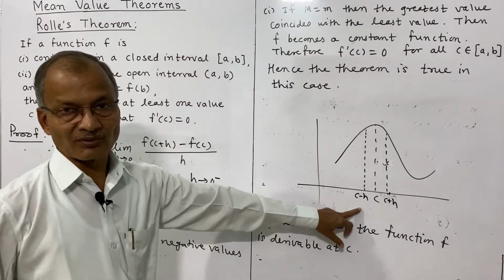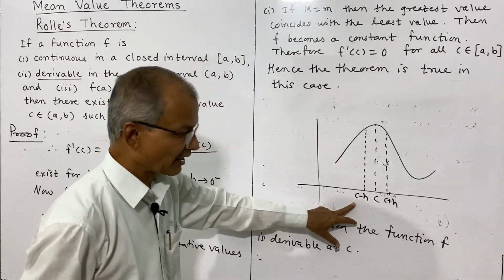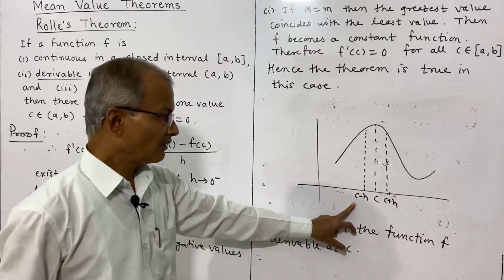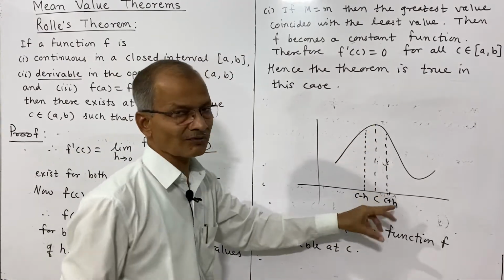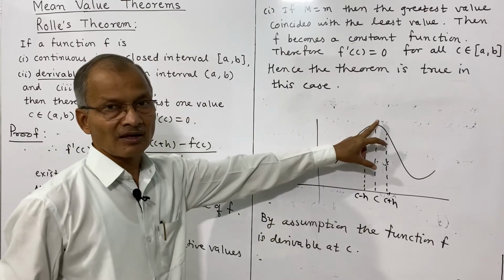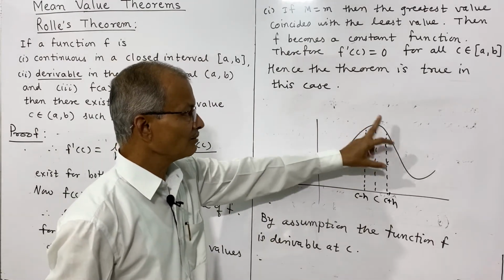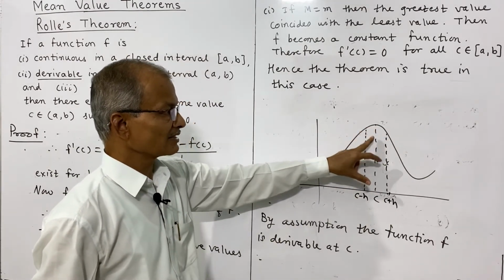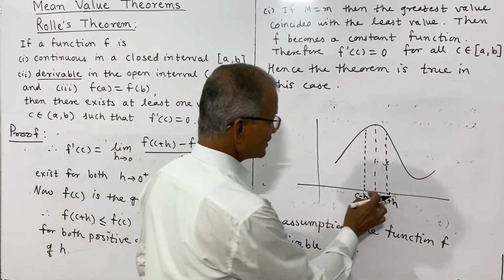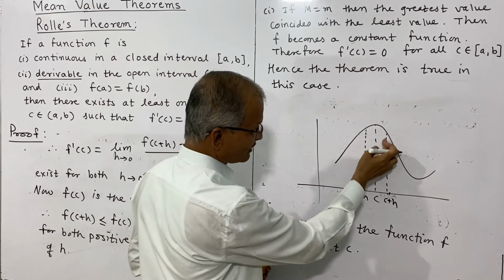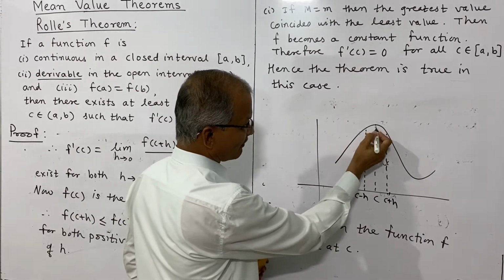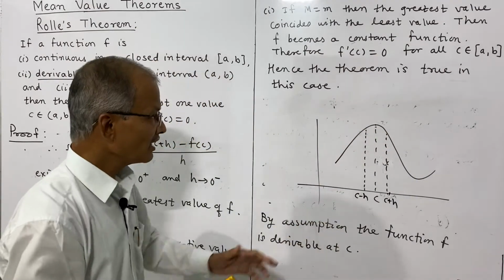If h is negative, then this is on the left side of C, and for either side the value of the function is less than this. That is why at C it is maximum. So for maximum value the graph is always like this, and this value is maximum. On the right of that value the value is less, as well as on the left of that the value is less than f of C.